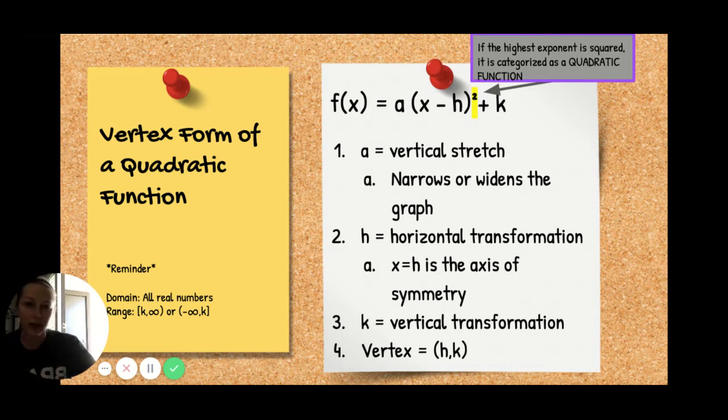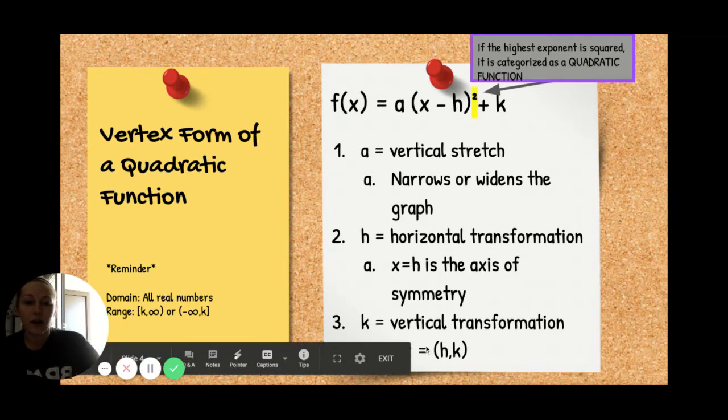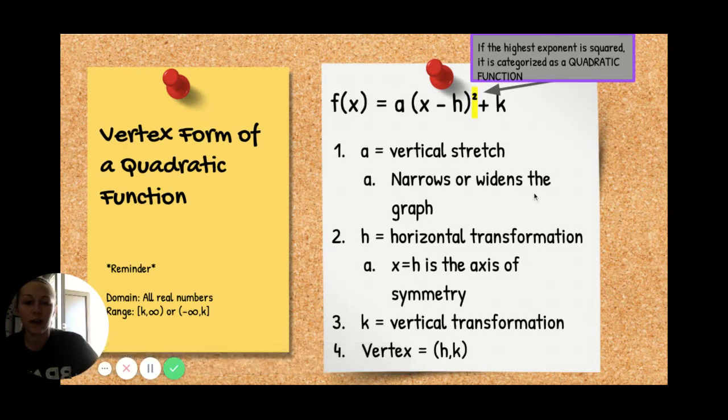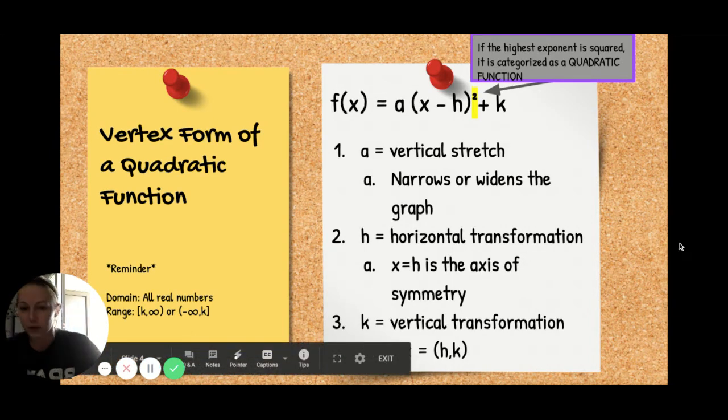And then lastly, we have plus k on the outside, and that represents our vertical transformation. So whether it takes it up or down. And then just as another side note, our vertex is represented by h comma k. So we look at that h that's on the inside with x, that's our x value of our vertex. And then we have k on the outside, that's the y value of our vertex.